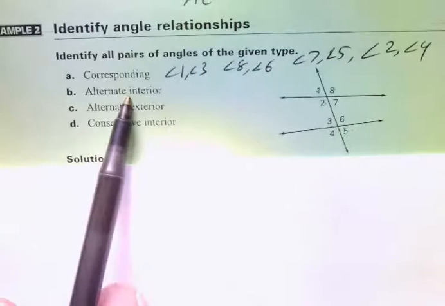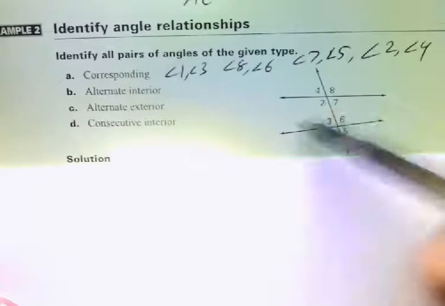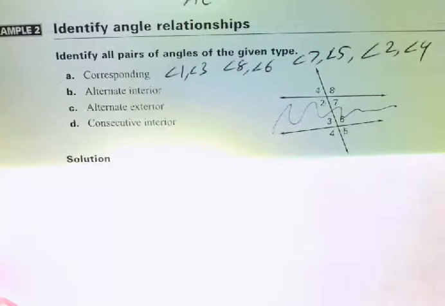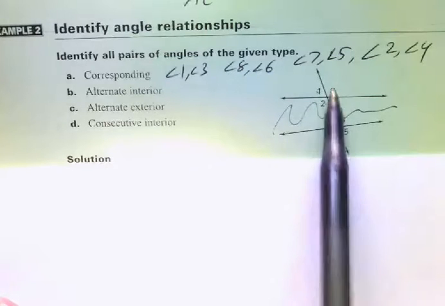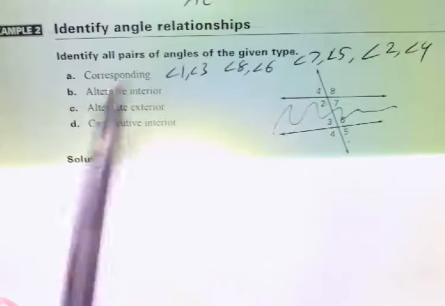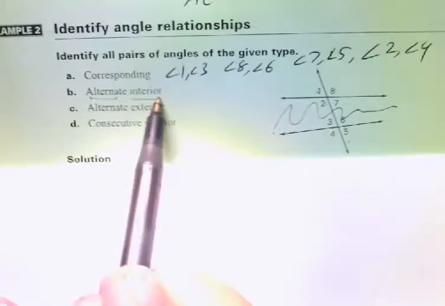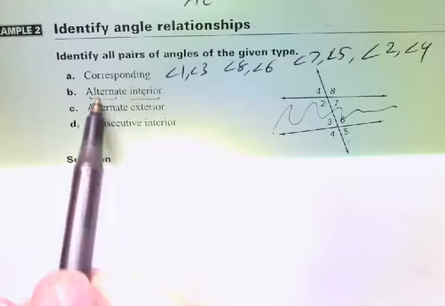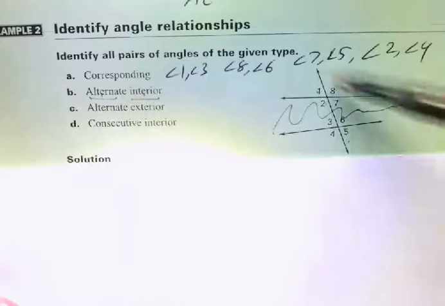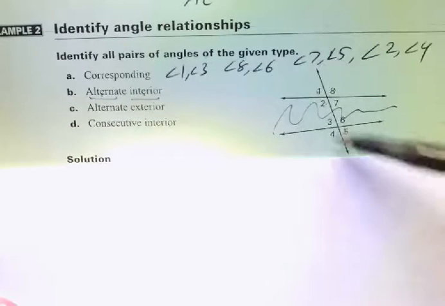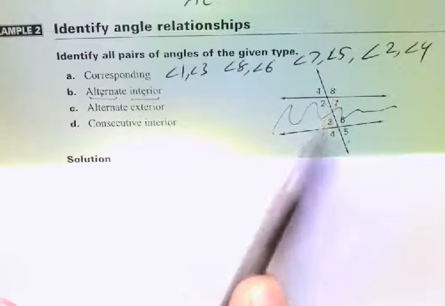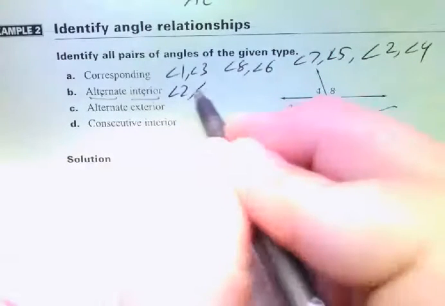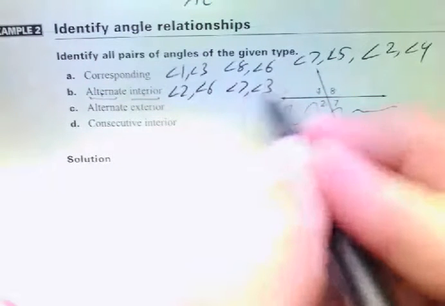Alternate interior. If you followed the way I explained it in class, you remember I talked about the river and being in the river or out of the river. All these angles are in the river. All these angles are out of the river. So if I want alternate interior, I definitely want to be in the river, but I want to be on opposite sides of the transversal, which is what we called this line here. So it looks like 2 and 6 or 7 and 3. Angle 2 and 6 or 7 and 3.